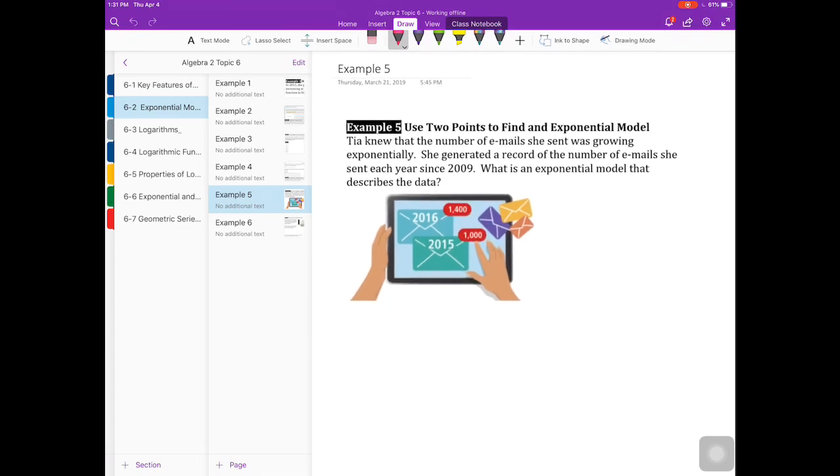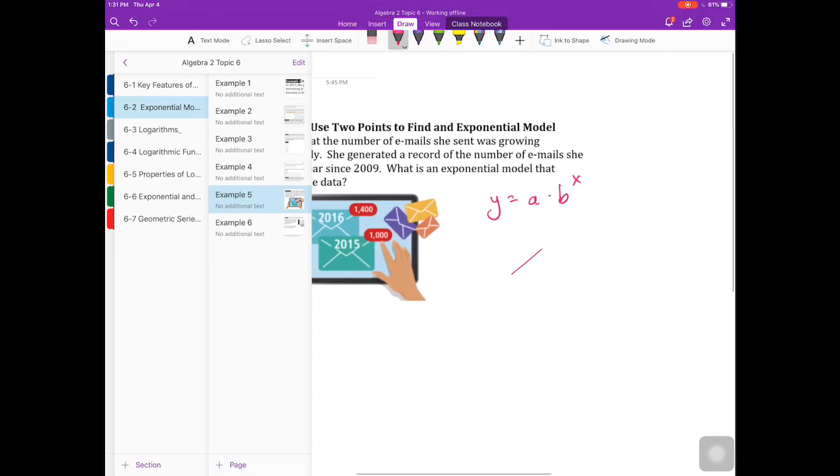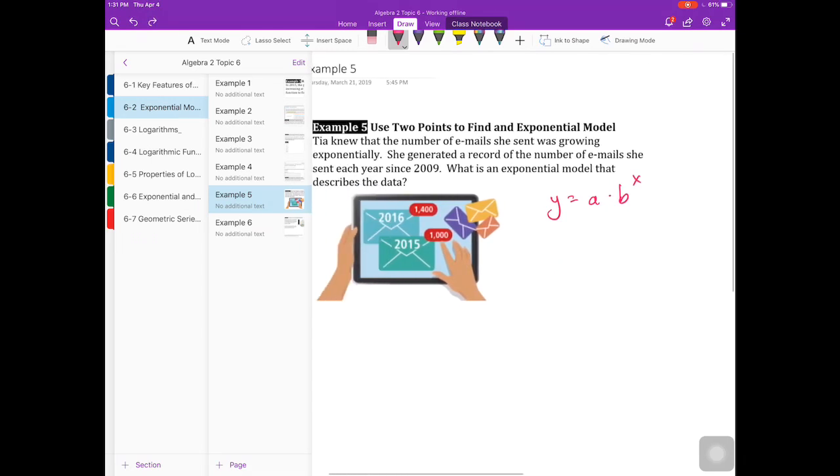Last example. We're going to use these 2 points to find an exponential model and figure out what we're doing. So let's go back to our original y equals a times b to the x. And we're going to fill all this in. So first, we have to figure out what our growth factor is. So this is obviously increasing. And to do that, we're going to do 1,400 over 1,000. When you simplify that, you get 1.4. So that means our b is 1.4.